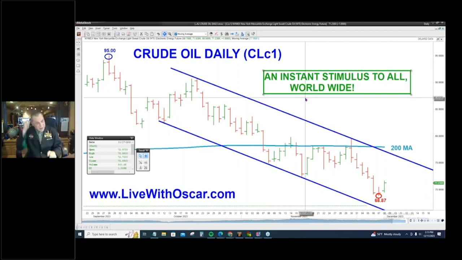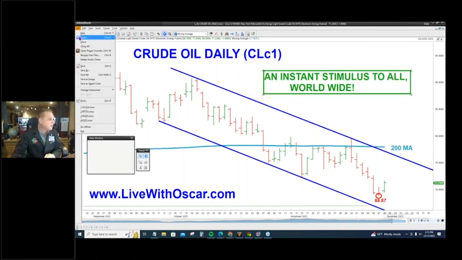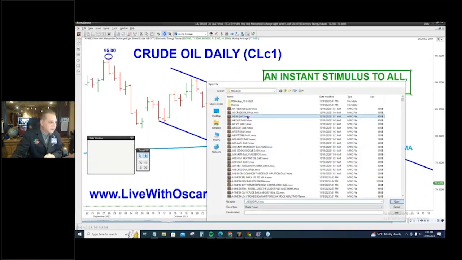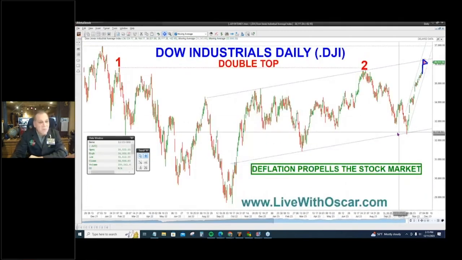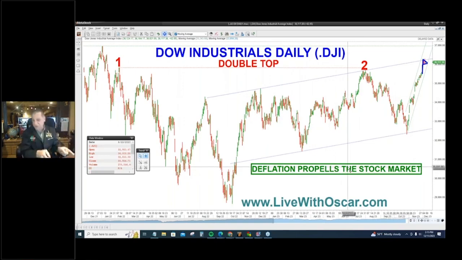Now, you've got interest rates dropping. You've got crude oil dropping. What does that do to the markets? That does this. It makes the market go higher. Deflation propels the stock market. There is zero question where this market is going. The chart tells you where it's going.